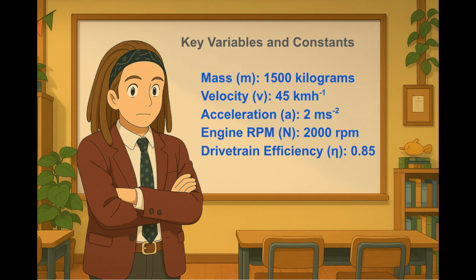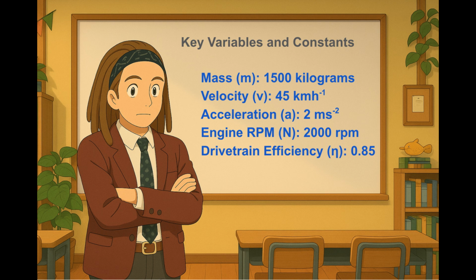Let's tackle our problem. A car of mass 1,500 kilograms is traveling at 45 kilometers per hour and accelerating at 2 meters per second squared. The engine RPM is 2,000. What is the torque at the crankcase if the drivetrain efficiency is 0.85?